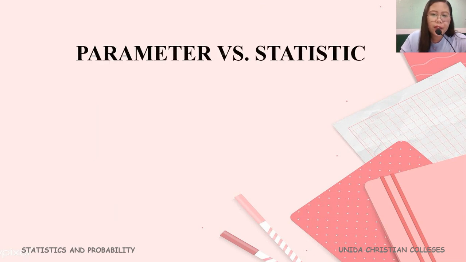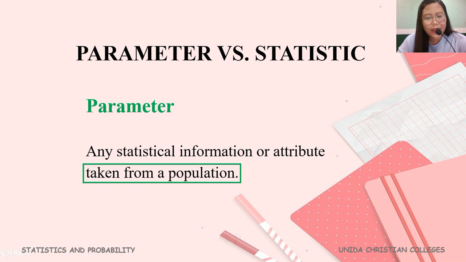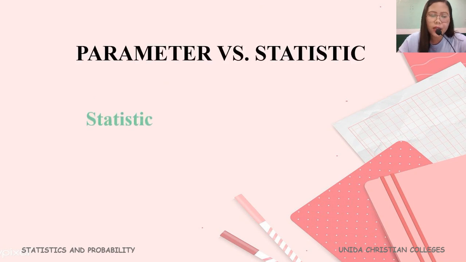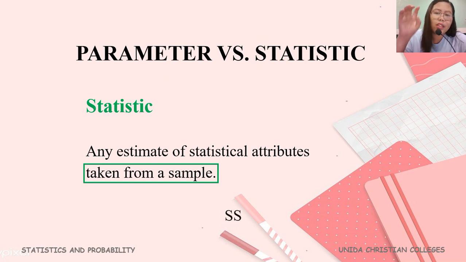Okay? Next, let's have the parameter versus the statistic. So, when we say parameter, any statistical information or attribute, again, when we say attribute, characteristic, taken from a population. So, ang tatandaan natin dyan, 2P. So, kapag pinag-uusapan si parameter, yun yung mga karakteristik na nakuha natin from the population. Parameter, population. Okay, next. When we say statistic naman, any estimate of statistical attributes, saan naman sila nakuha? Taken from a sample. So, anong tatandaan natin doon? 2S. So, saan nakuha si statistic? Sa sample. Statistic, sample.